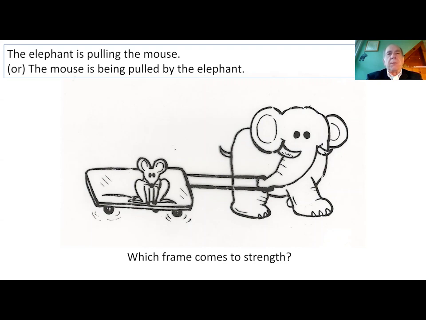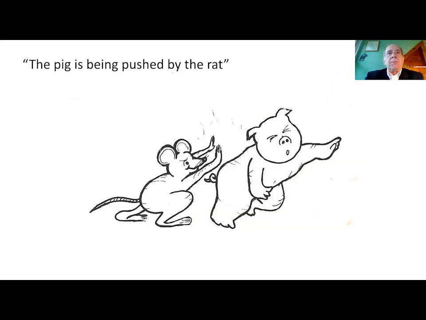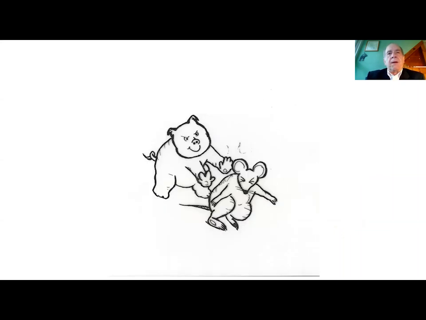So we showed kids pairs of pictures. The experimenter would say to this picture, the mouse is being pulled by the elephant. That is, we would use the passive voice. Here, the pig is being pushed by the rat, we would say. Then we flip the easel over to the next picture and invite the child to describe it. And the child would see the action is reversed here. The pig is pushing the rat. The child would invariably describe it in the active voice. The pig is pushing the rat.